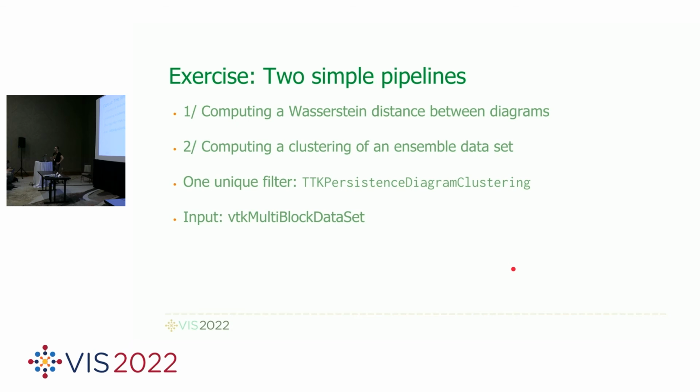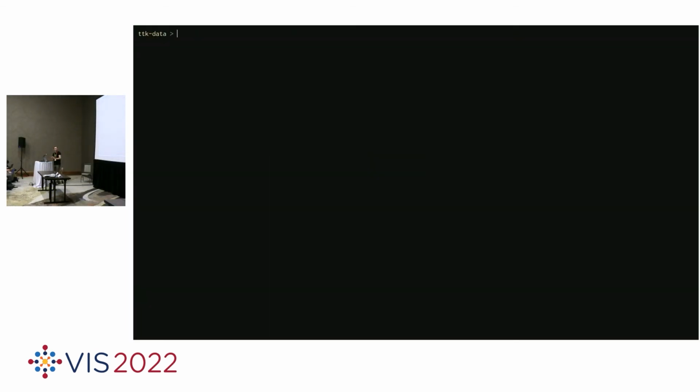But first, you have to know that in TTK, those 3 operations, the computation of the distances, of the barycenters, and the clusters, is performed with one unique filter, which is called TTK persistence diagram clustering. And that is because the distance is a special case of a barycenter computation, and the barycenter computation is basically a special case of a clustering operation. And all you have to know is that this filter takes an input VTK multi-block dataset, so a collection of persistence diagrams. So let's jump to the live demonstration.